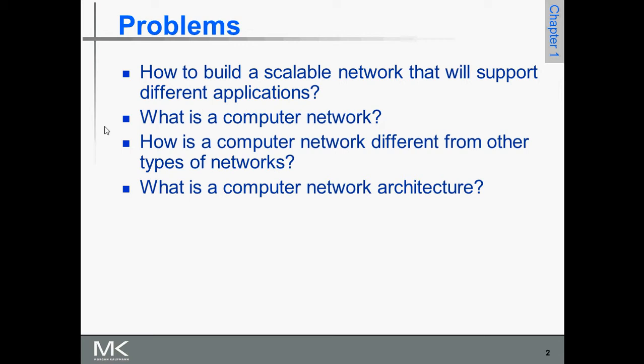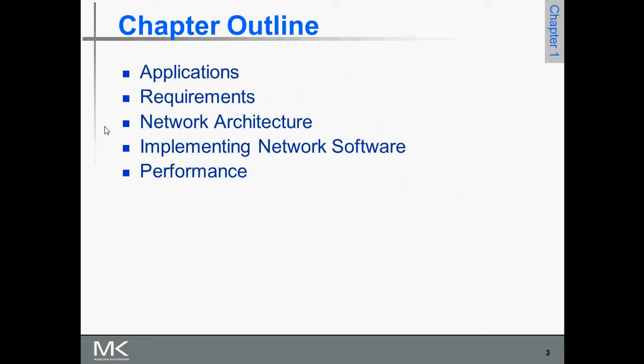Now, many networks are there. Telephone network, many other networks are there. So how is a computer network different from other types of network? Then the last problem, what is a computer network architecture? So after attending this session you will be able to answer all these questions easily.